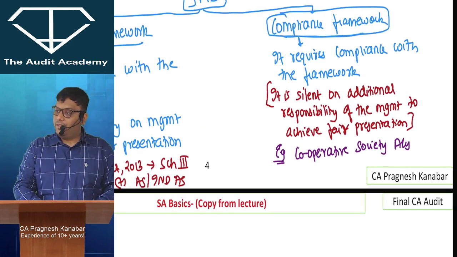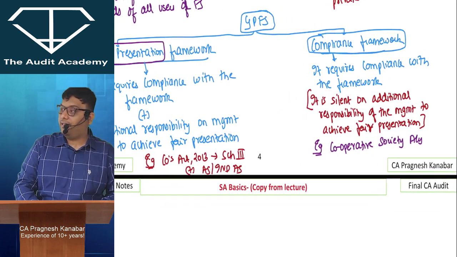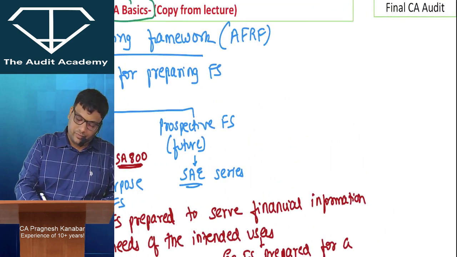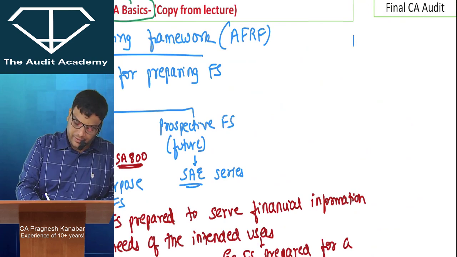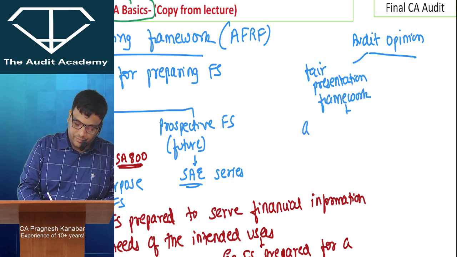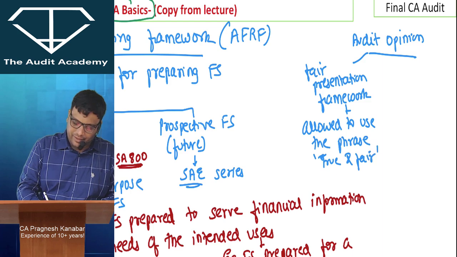It requires compliance with the framework. It is silent on additional responsibility of the management to achieve fair presentation. Example, cooperative society accounts. Alright. Now why are we studying this? Somewhere on the right hand side you may have some empty space. When you are expressing an audit opinion, if it is a question dealing with fair presentation framework, you are allowed to use the phrase true and fair view or presented fairly. Basically you can use the word fair.